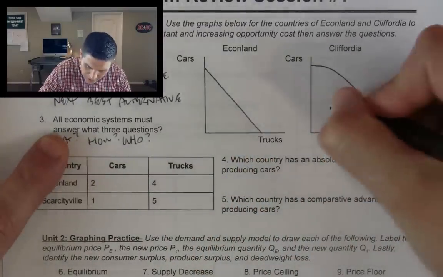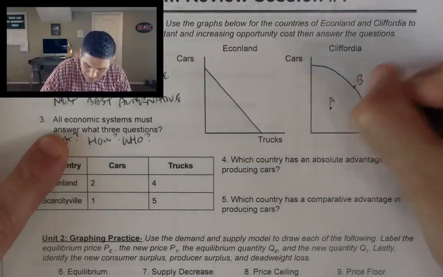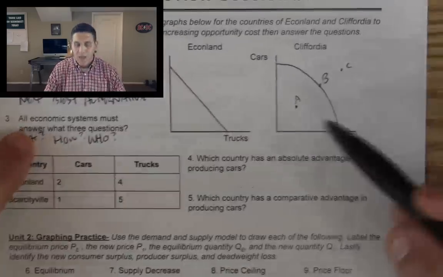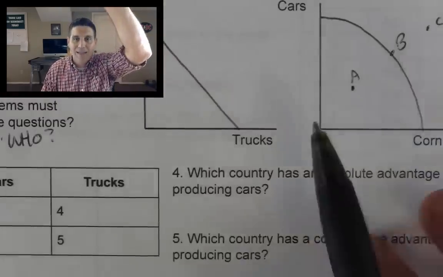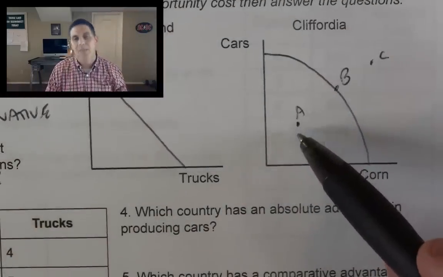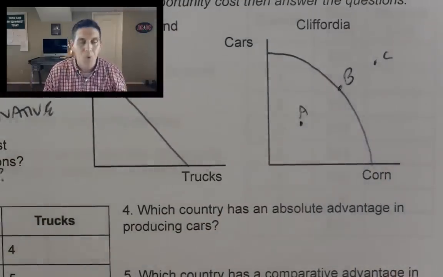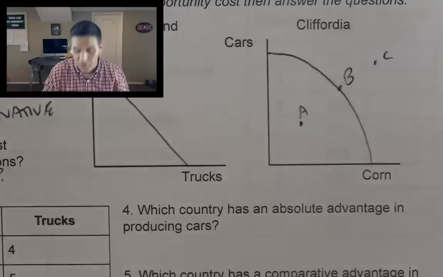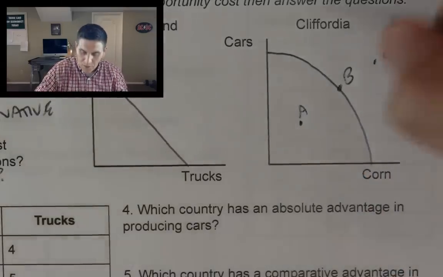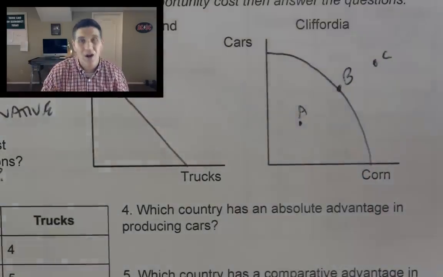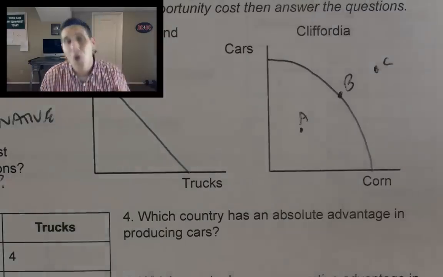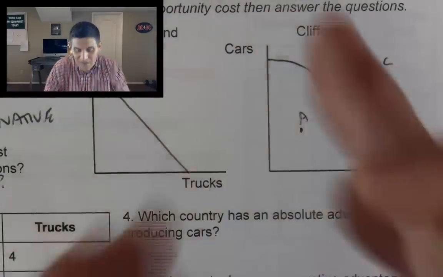And of course, know the difference between a point A on the curve, point B on the curve, and a point C on the curve. A is the idea that there's inefficiency or there's unemployment, or we're not using all of our resources to the fullest. B is actually using all of our resources, and C is impossible given our current resources. Again, I know you know this stuff. I know you review this stuff. This is easy for you.